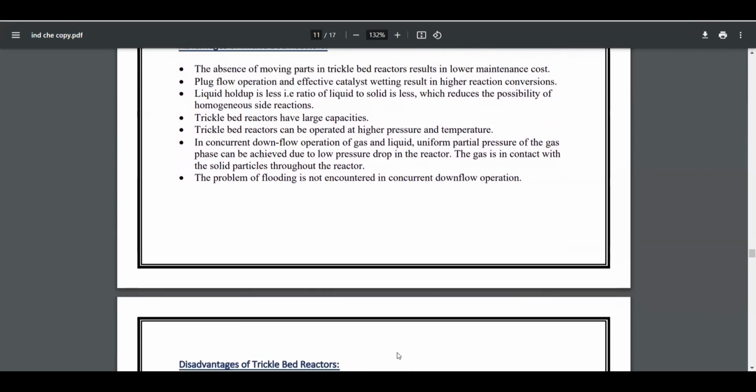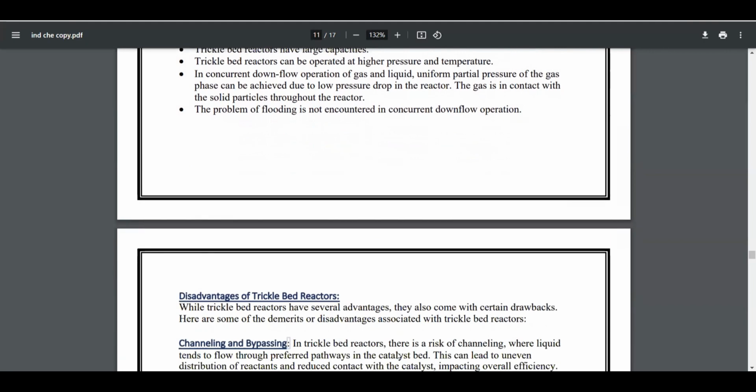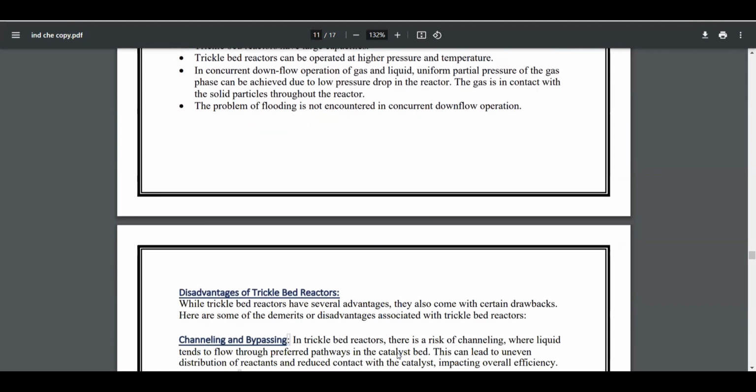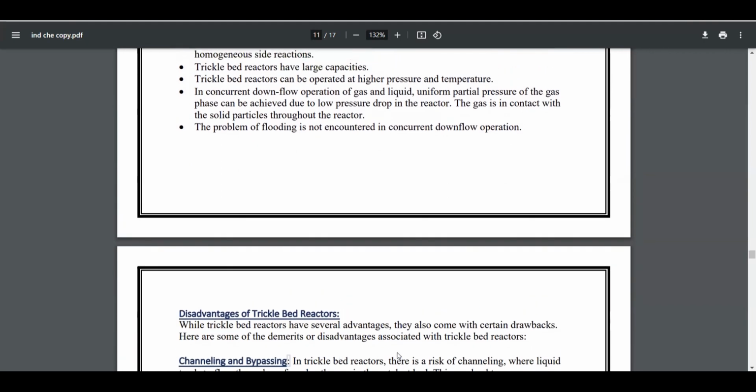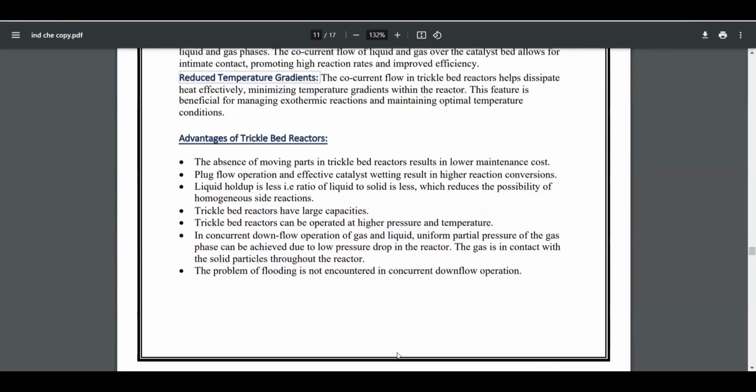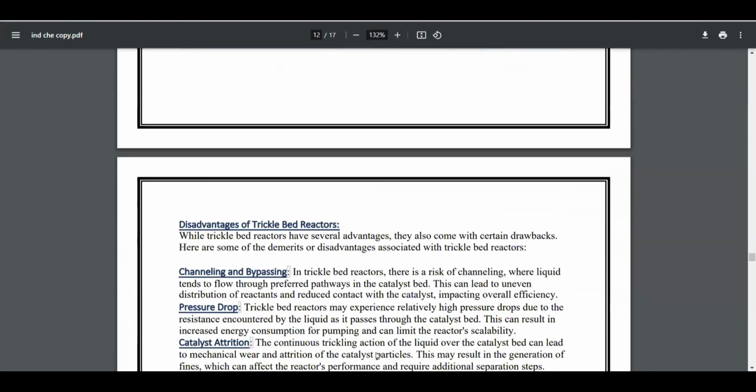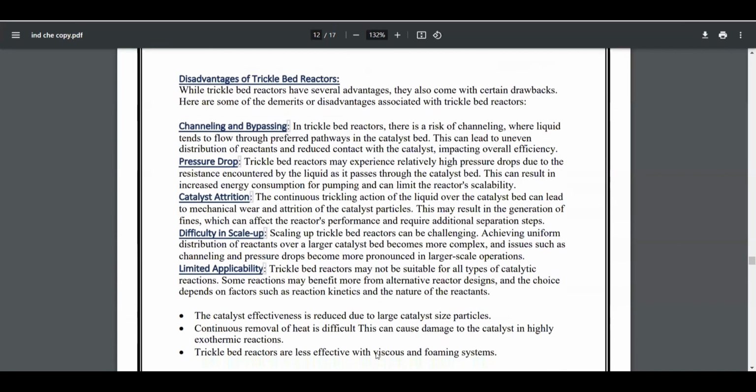And because of the trickle flow regime, trickle bed reactors also provide efficient mass transfer between the liquid and the gas phase. The concurrent flow of the liquid and the gas over the catalyst bed allows for intimate contact, promoting high reaction rate and improved efficiency. This trickle flow regime also minimizes the temperature gradient within the reactor, and this feature is beneficial for managing exothermic reactions and maintaining optimal temperature conditions.